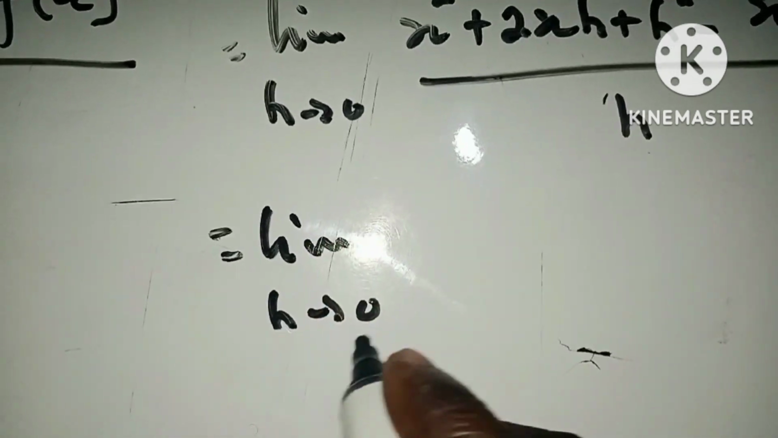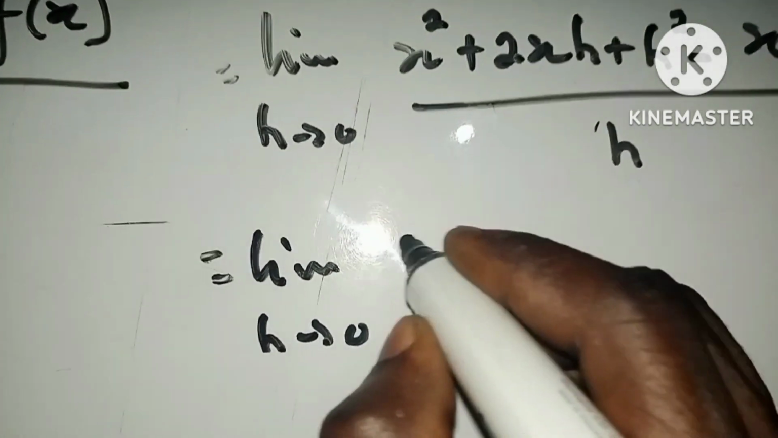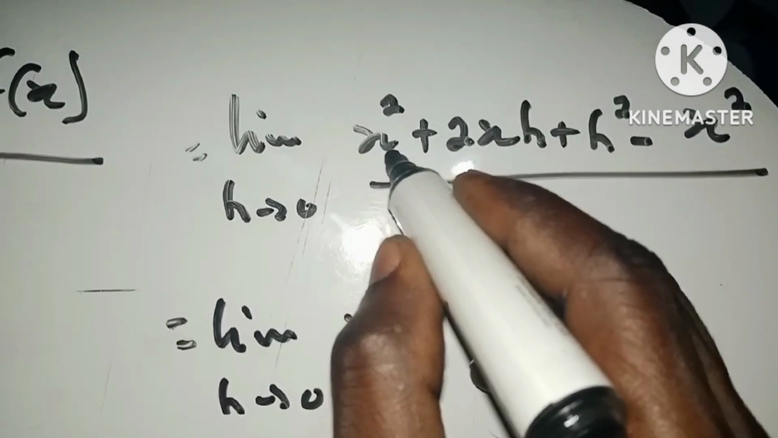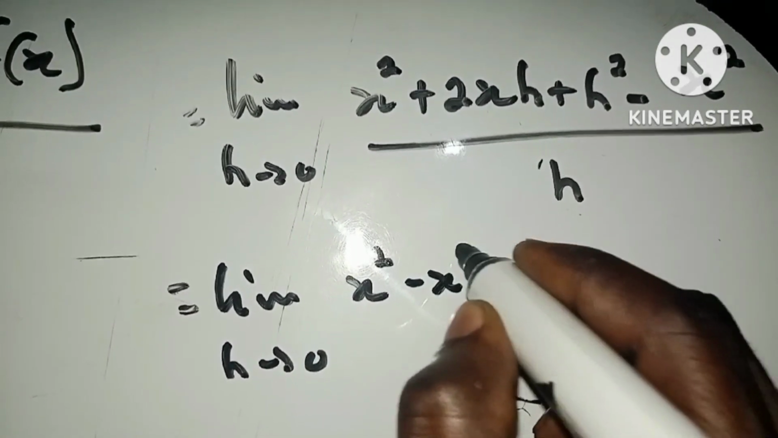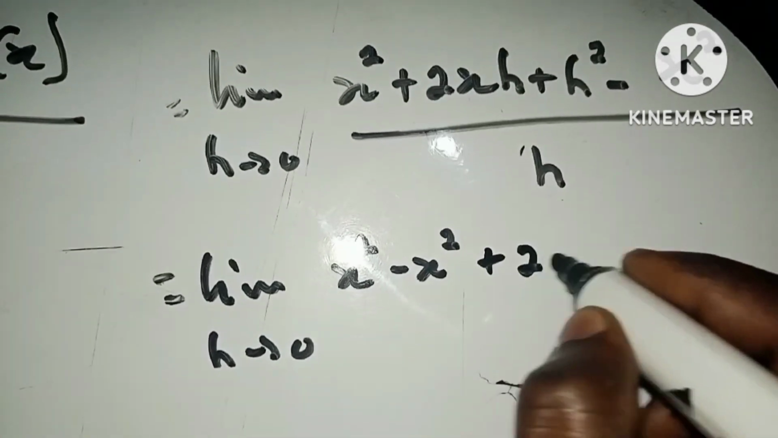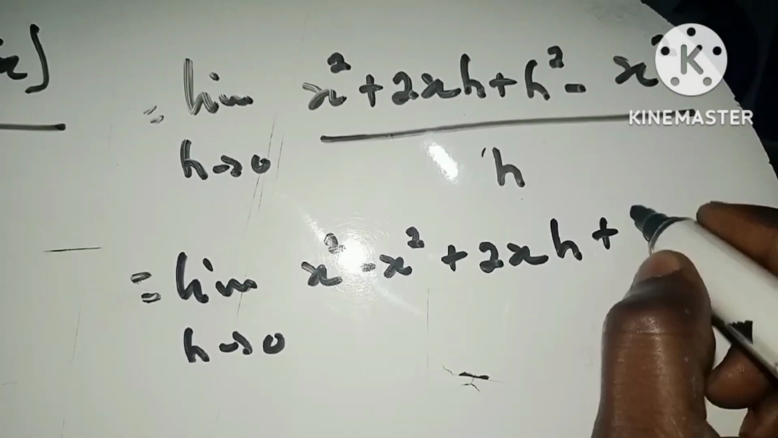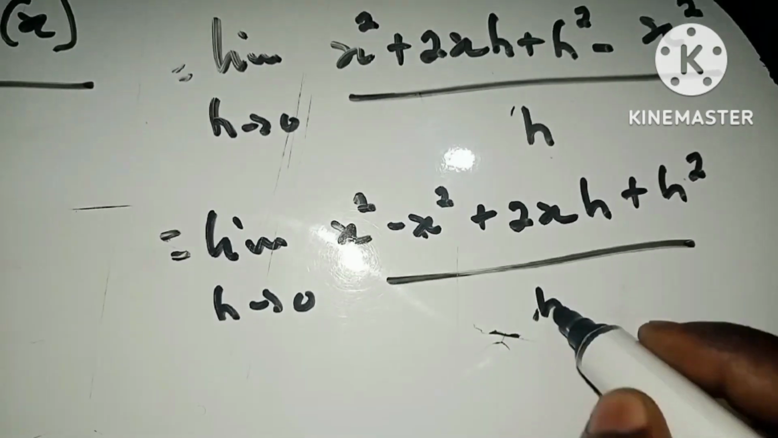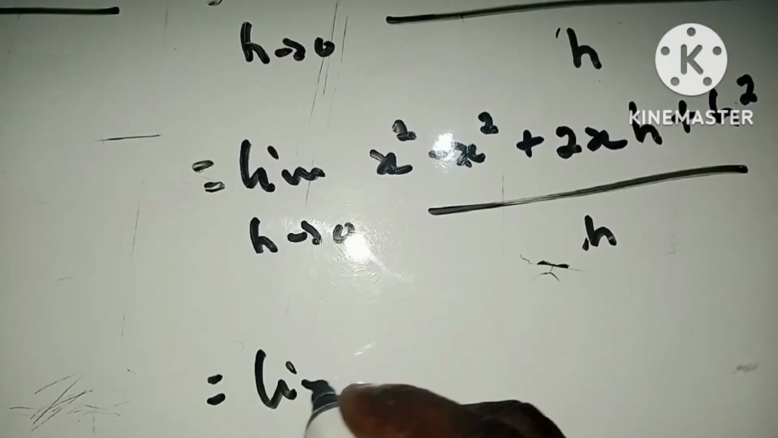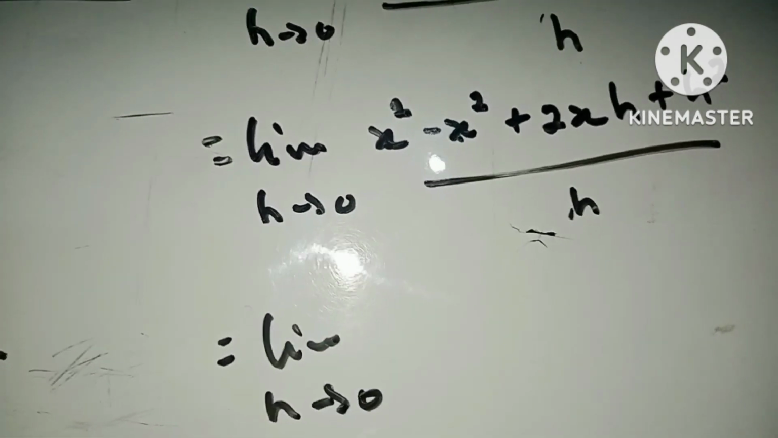Remember, I promised to explain this thing in just a few seconds. So we can group the top one. We have the x squared here, and then there's another x squared here. So x squared minus x squared, plus 2xh, and then plus h squared, and then these two vanish, right? So everything is divided by h. Of course, that is going to be the limit as h goes to 0, right?